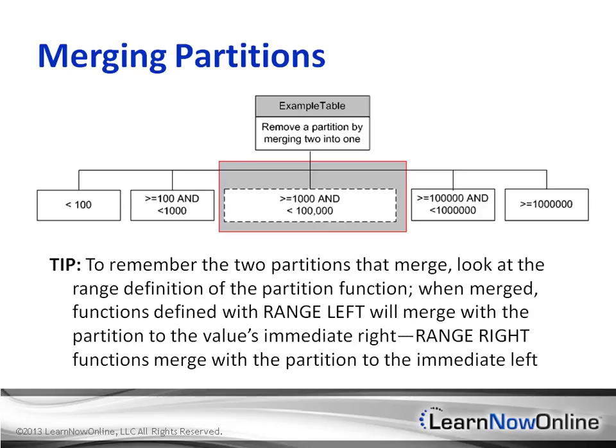But here's a tip that I'd like you to remember. How do you figure out in your head which two partitions are actually going to merge? I like to remember that when two partitions merge, you want to look at the range definition of the partition function, because when they are merged by SQL, functions that are defined as range left will merge with the partition to the value's immediate right. If it's range right, the merge will occur with the partition to its immediate left. So a little bit of a tip there to remember how things actually work underneath. It's kind of an opposite. Range left, it's going to move right. Range right, it's going to move left.